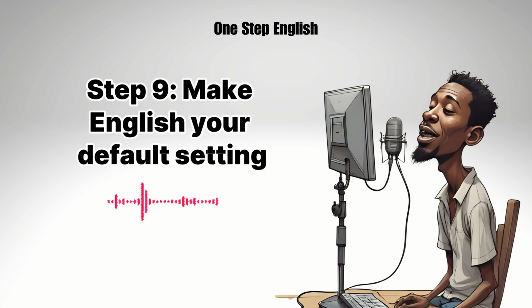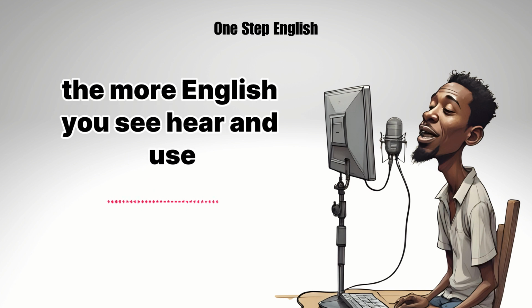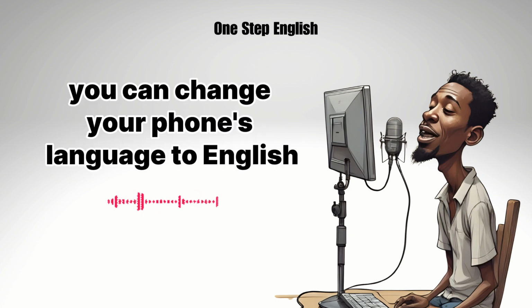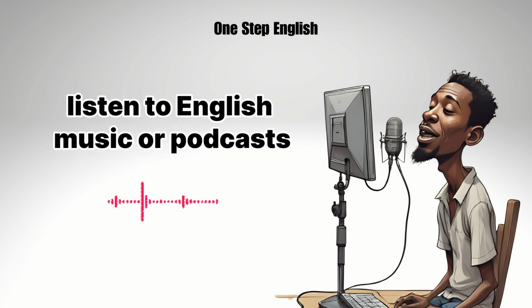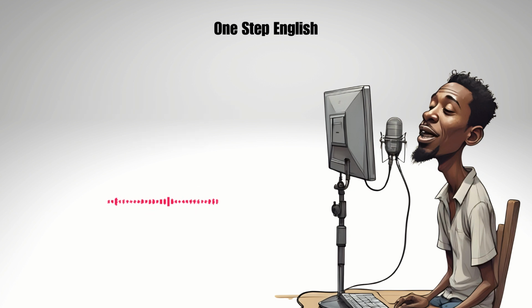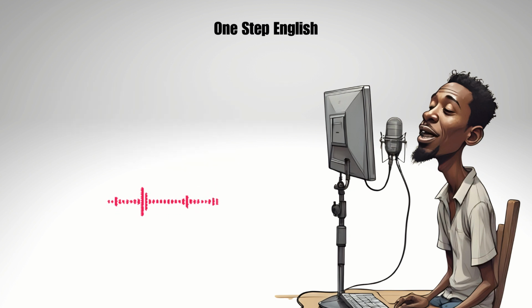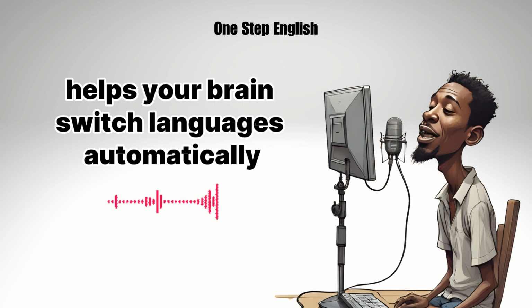Step 9. Make English your default setting. The more English you see, hear, and use, the easier it is to think in English. You can change your phone's language to English, listen to English music or podcasts while doing daily tasks, read short news or social media posts in English. Immersion helps your brain switch languages automatically.